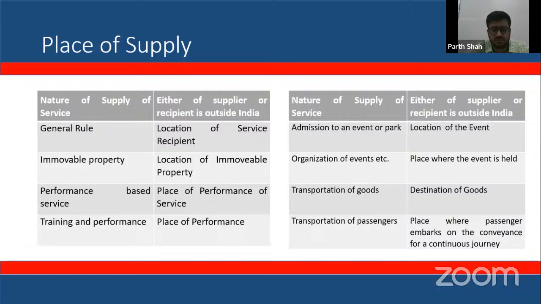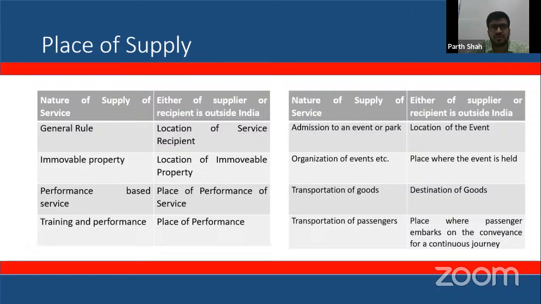The first one being immovable property. If any services are in relation to immovable property, your service provider is outside India, and if the immovable property is also outside India, then RCM will not be applicable. But if say you appoint a foreign architect who provides some architecture services for property in India and you are in India, then naturally place of supply is in India and you are expected to pay tax under reverse charge mechanism.